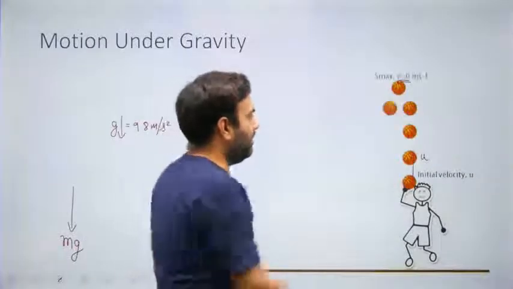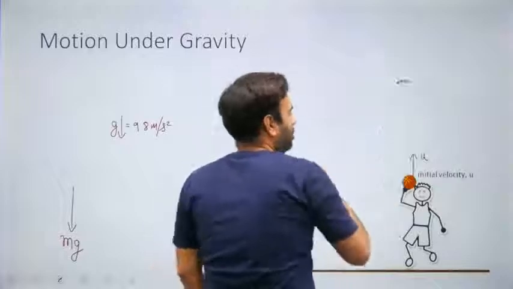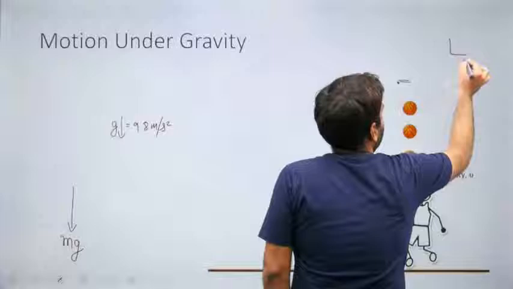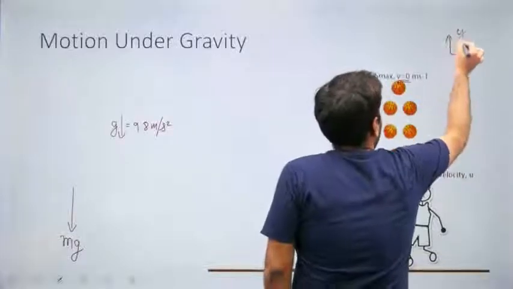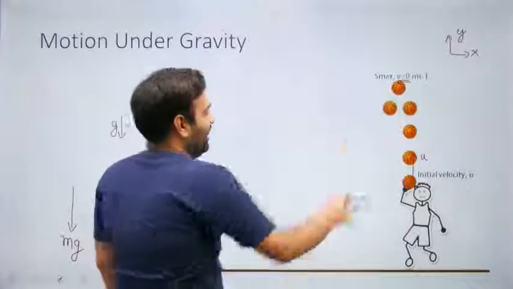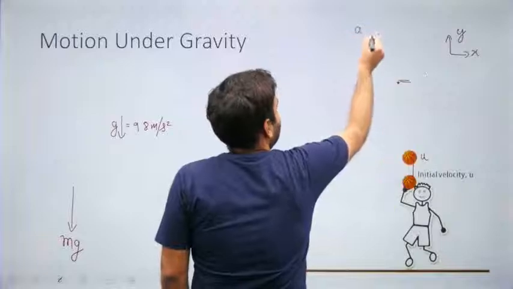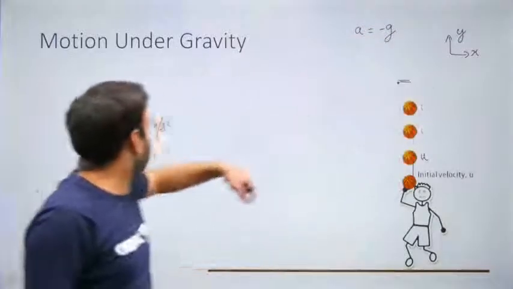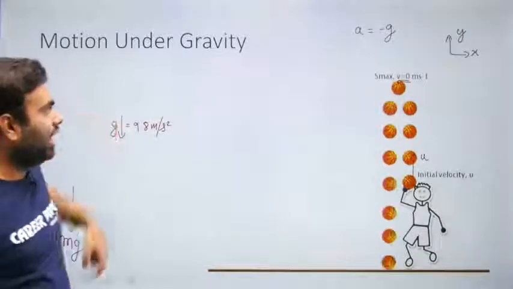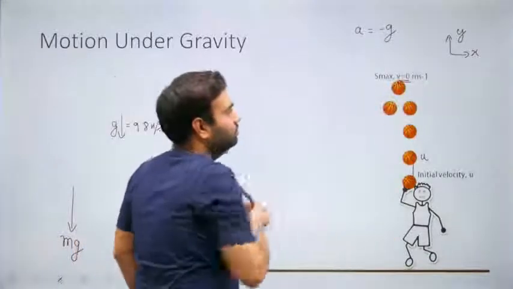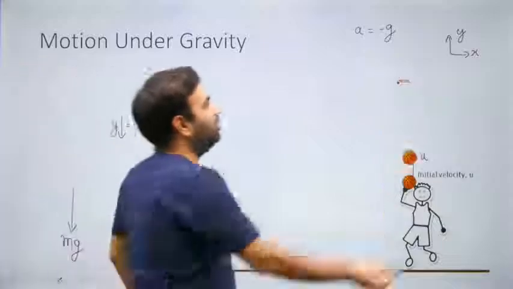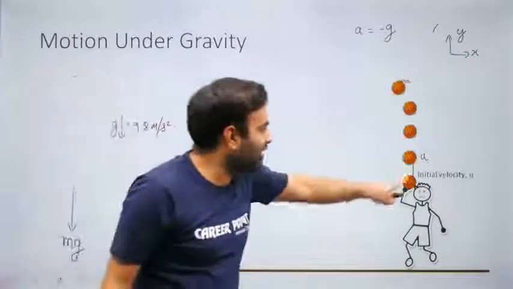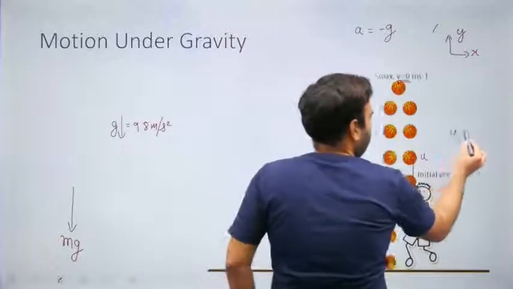Why is it going up and then coming down? Because of acceleration due to gravity. If I take these axes, suppose this is x-axis positive, this is y-axis positive, then acceleration in this case is equal to negative of g. Why? Because acceleration is downward, and negative of g, because I am taking upward as positive and downward as negative. So in this case, as you can see, u is positive.